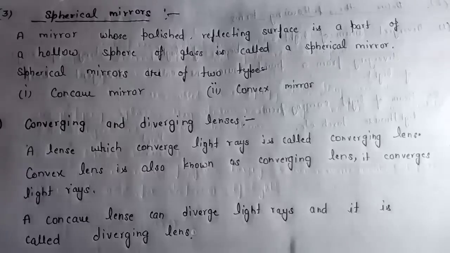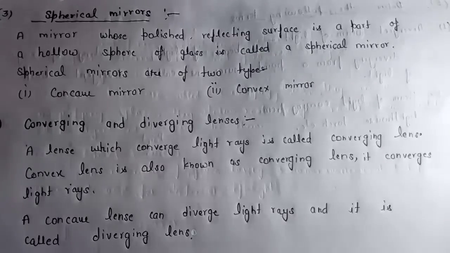Then we have the definition of a spherical mirror. A mirror whose polished reflecting surface is a part of a hollow sphere of glass is called a spherical mirror. We have discussed these mirrors in our previous section too. There are two types of spherical mirror: first is concave, second is convex.